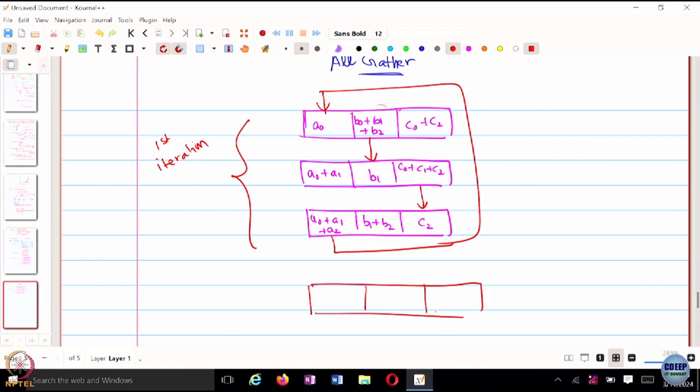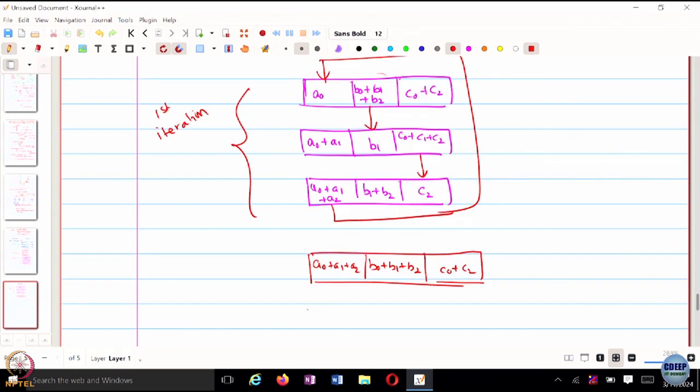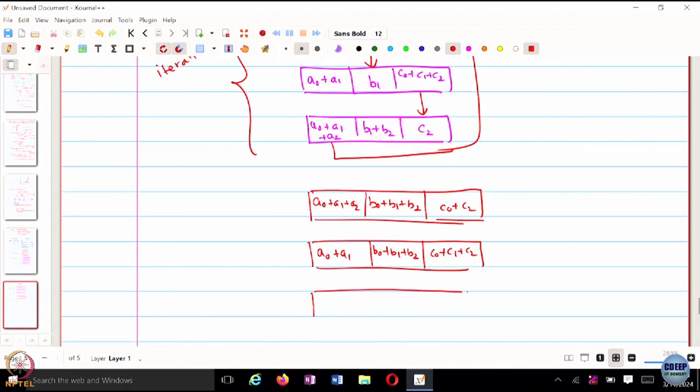So after this first round, what happens? For the first agent, you have A0 plus A1 plus A2 in place, you have B0 plus B1 plus B2 in place, and C0 plus C2 still needs to be updated. Likewise, for the second agent, you have A0 plus A1 here, then B0 plus B1 plus B2, and you anyway have C0 plus C1 plus C2, right? And for the third agent, you have A0 plus A1 plus A2, B1 plus B2, and then you have C0 plus C1 plus C2. So every agent has gotten two blocks of correct information, right? After this first round, you have the second iteration.